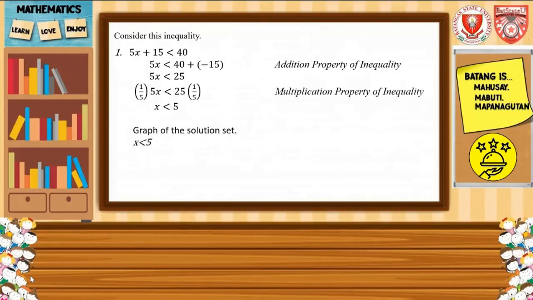To graph the solution set, because an inequality has a solution set, we have x is less than 5. At positive 5, it is a hollow point, not a solid point. Then all the negative integers are also solutions of the given inequality.